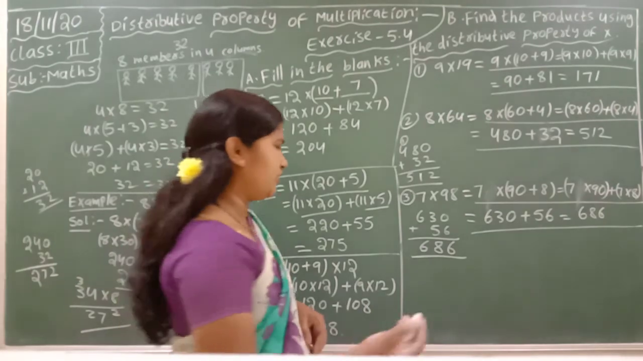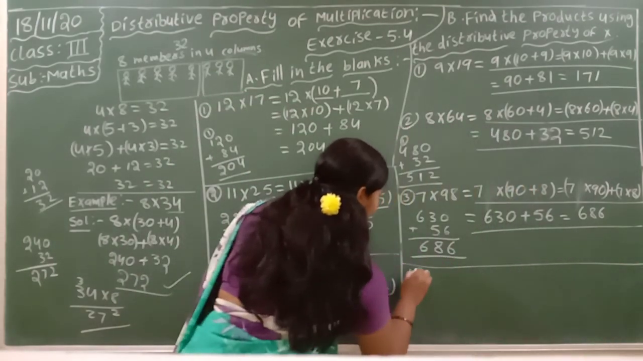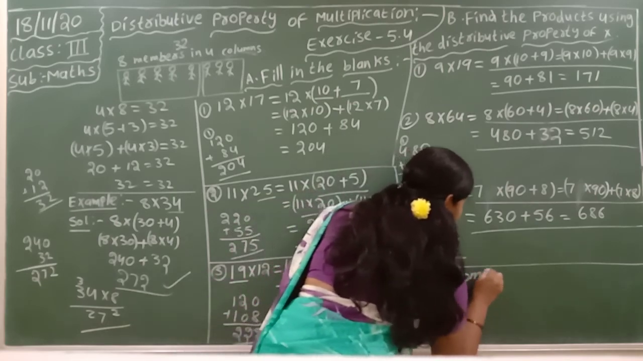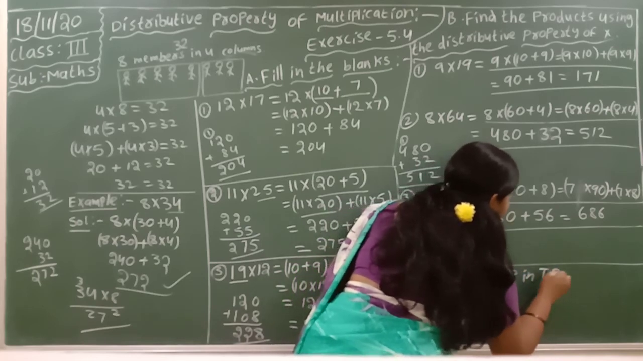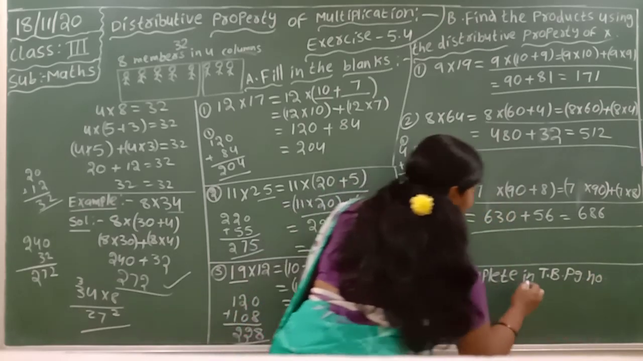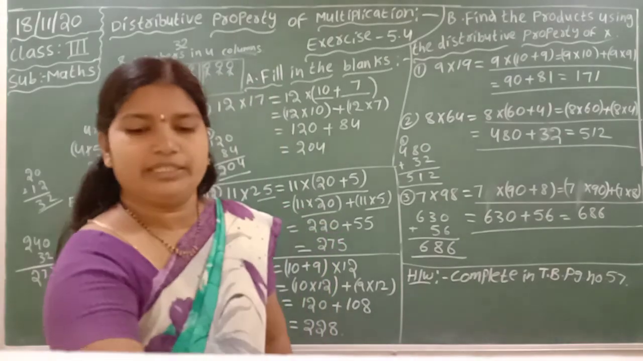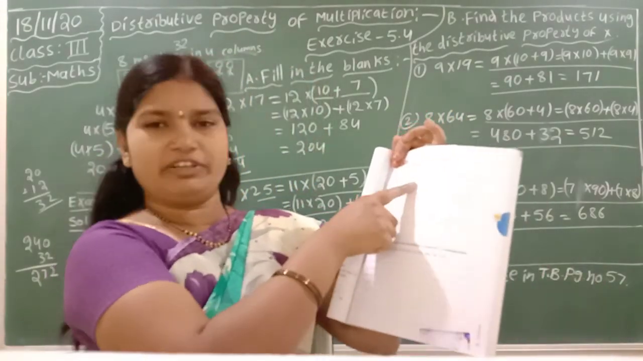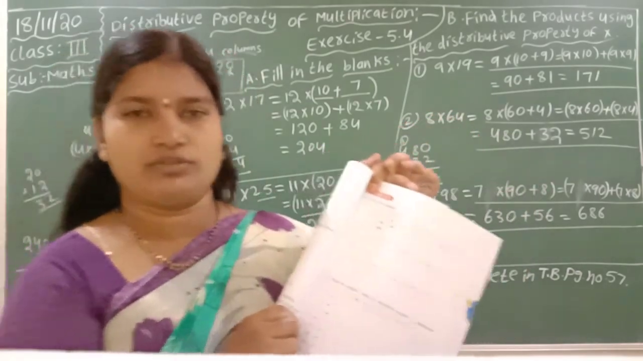Same like this, some more questions are there in our textbook, page number 57. You have to finish that. Today your homework is to complete it in the textbook, page number 57. Okay. See here, Exercise 5.4. Here they given fill in the blanks. Here also they given. You have to finish all this. This is your homework today.